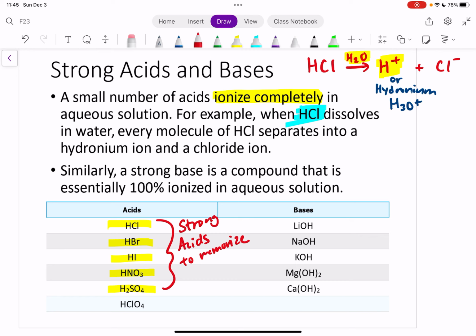As for bases, a strong base is anything where you see that hydroxide in there. So lithium hydroxide, NaOH, KOH, all of those. I don't specifically need you to memorize exactly these ones, but I want you to memorize that anytime you see that OH, that's going to be a strong base. So memorize that strong bases have OH minus in their name.